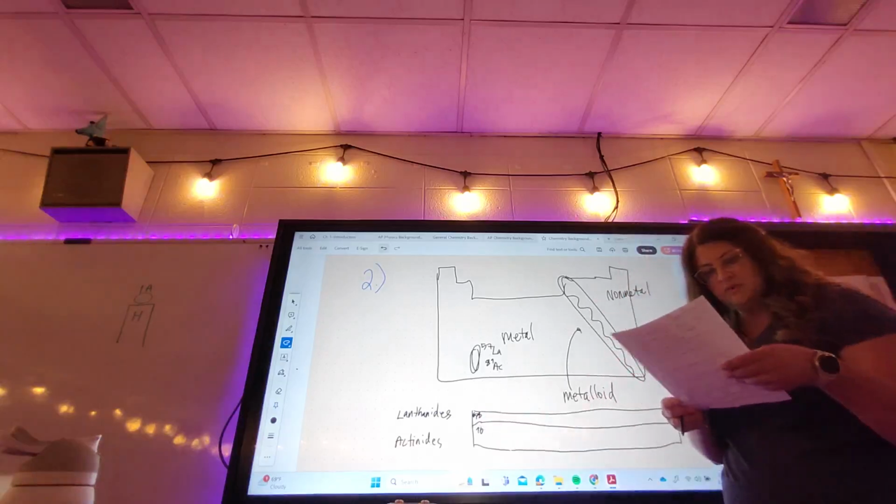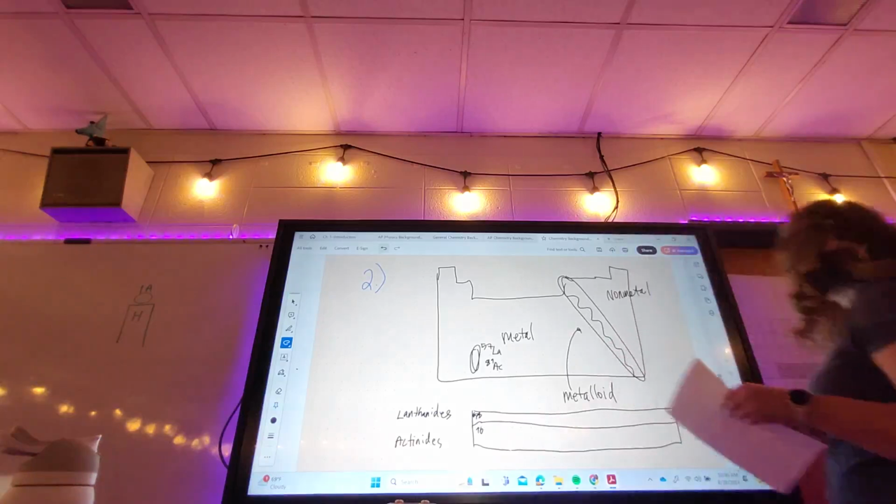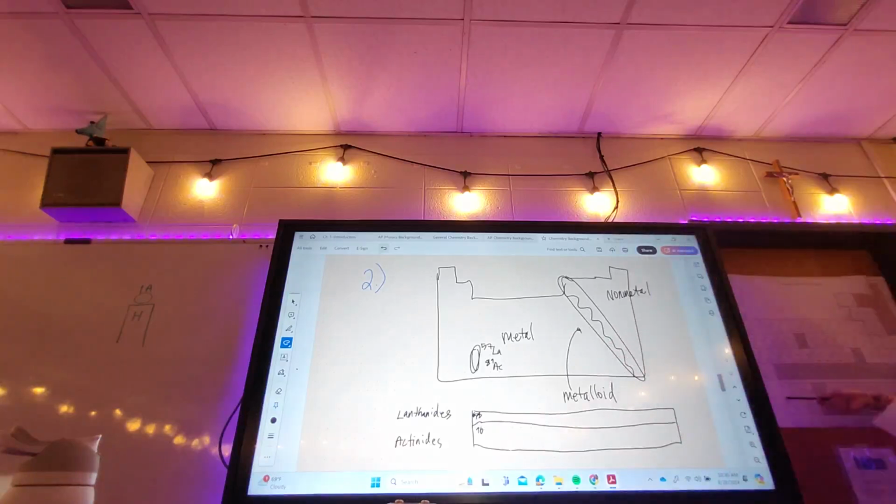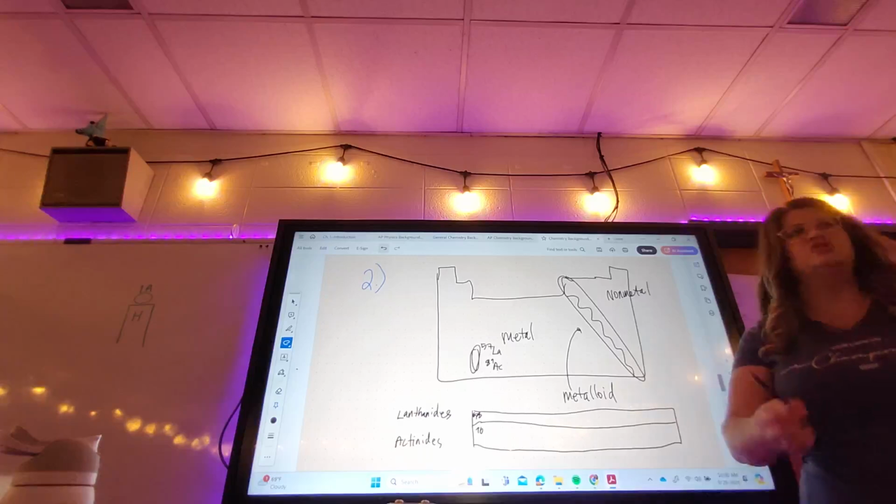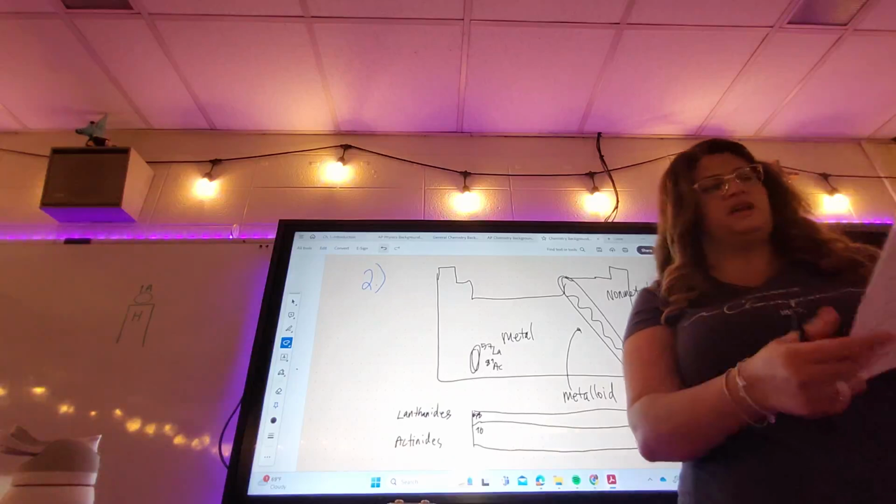Okay, so number 2, which are lanthanides? Well, if I look at my periodic table, cerium is a lanthanide, so Ce, and that's it. Which ones are actinides? Well, curium, Cm, and californium, Cf. So that's all you've got to do for that. That's how you would complete that number 2. Yes, sir.